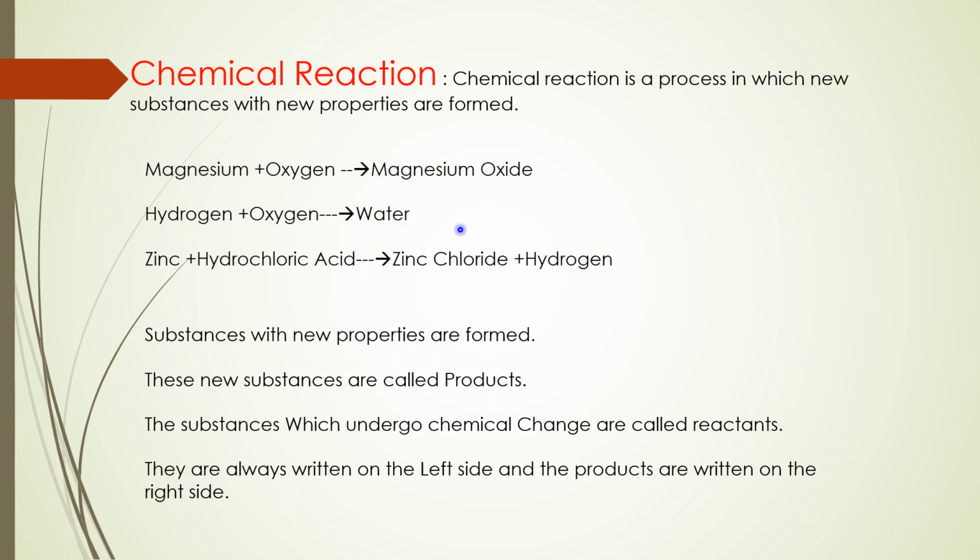It is the product. Here also, zinc and hydrochloric acid are the initial substances. Zinc chloride and hydrogen are the products, so they are written on the right side, and zinc and hydrochloric acid, the reactants, are written on the left hand side. The reactants and products are separated by a directed arrow. The direction of the arrow always indicates the direction in which the reaction is proceeding: initial substances to new substances, reactants to products.